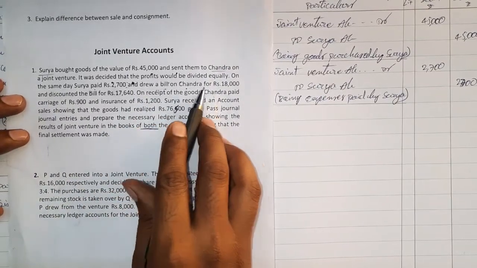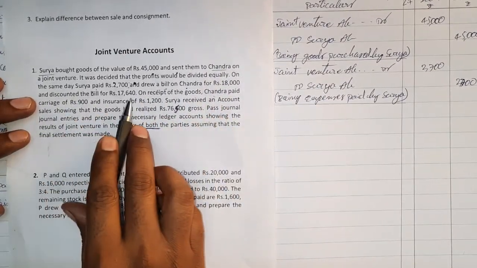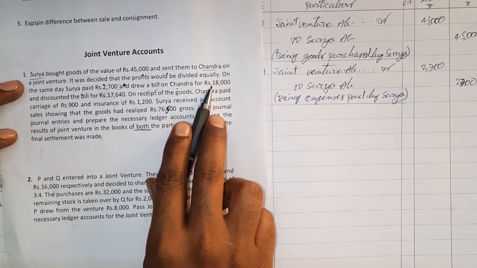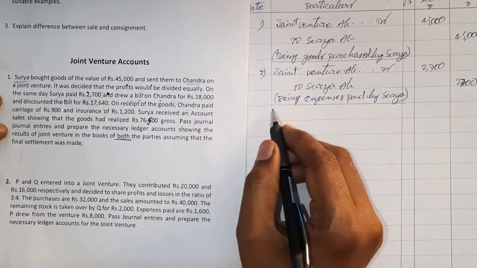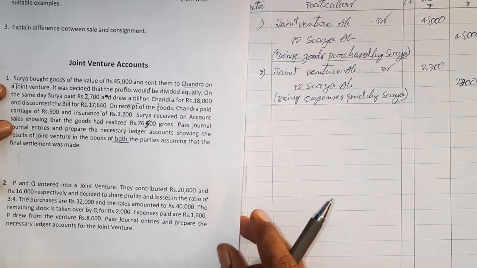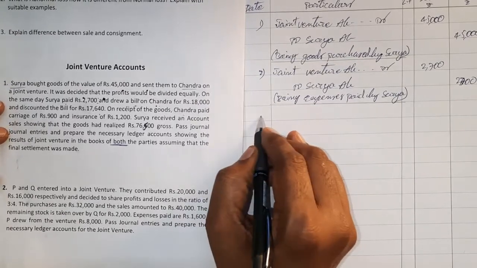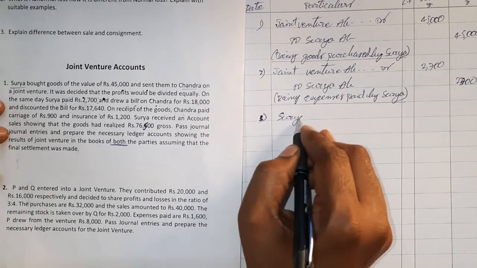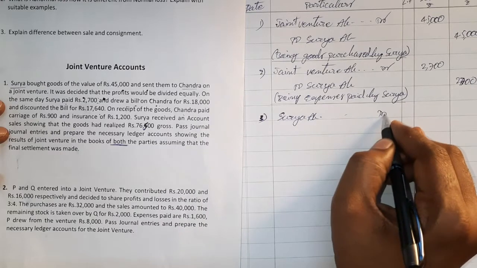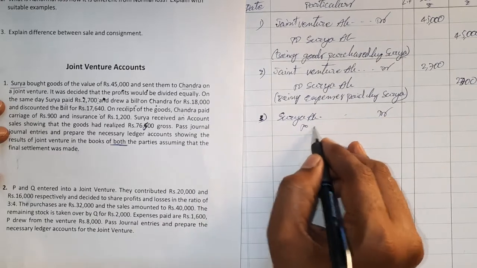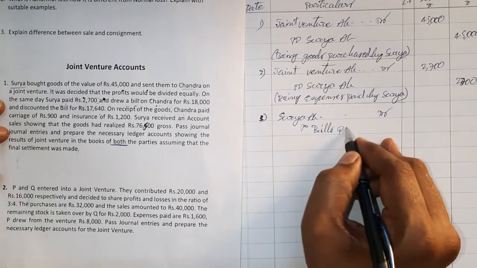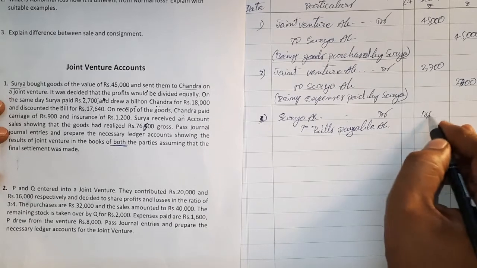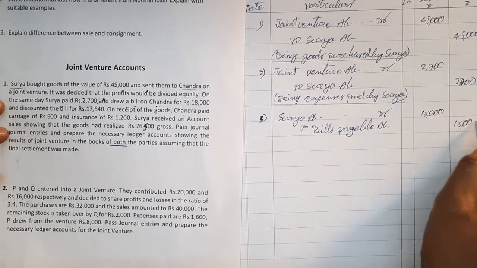And drew a bill on Chandra for rupees 18,000 and discounted the bill at 17,640. Drew a bill means Surya is the drawer and Chandra is the drawee. From Surya's point of view it is bills receivable, and from Chandra's point of view it is bills payable. So the entry is Surya account debit to bills payable account. The amount of the bill is 18,000.